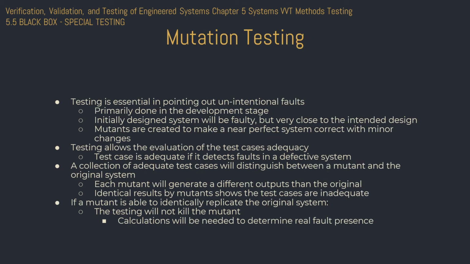Testing is essential in pointing out unintentional faults. Primarily, this is done in the development stage, which is essentially the best stage to do it. Initially designed systems will be faulty, but very close to the intended design. Mutants are created to make a near-perfect system correct with minor changes. So as the mutations progress, each one will be better than the last until we have a near-perfect version of the original system. These tests allow the evaluation of the test case's adequacy.